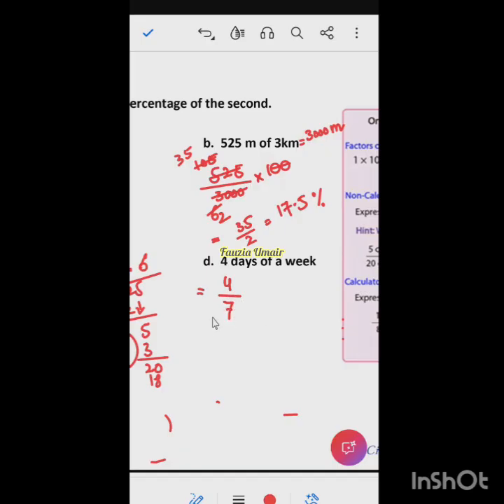And we need to convert it into percentage. So we will multiply it with 100. So this will be 400 by 7. देखिए, 7 is a prime number. We cannot divide it, we cannot cancel it. So we will divide 400 by 7. 7 fives are 35. Then it will be 50. And 7 sevens are 49. 1, और ये आपके पास आ जाता है, 7 ones are 7. तो ये आपके पास आता है 57.1%. Right? 4 days of a week का क्या मतलब है, 57.1%, right?